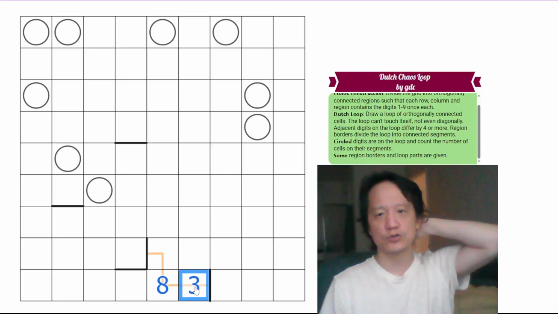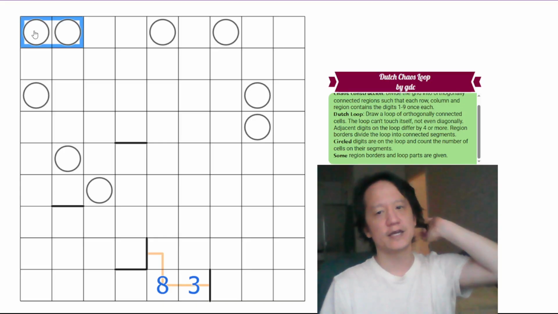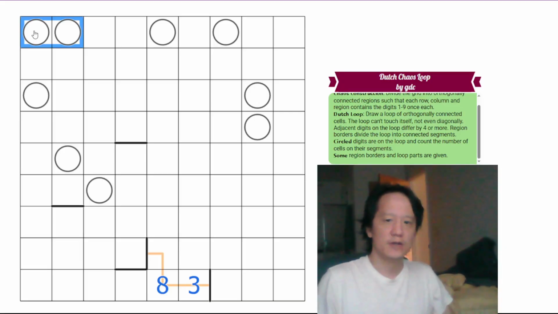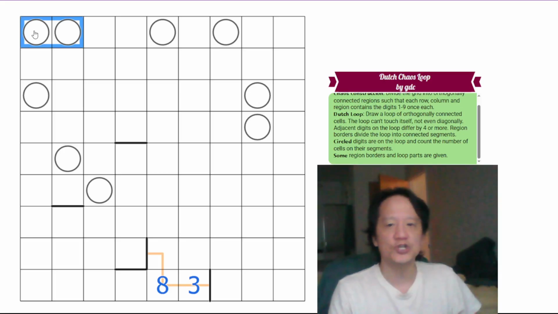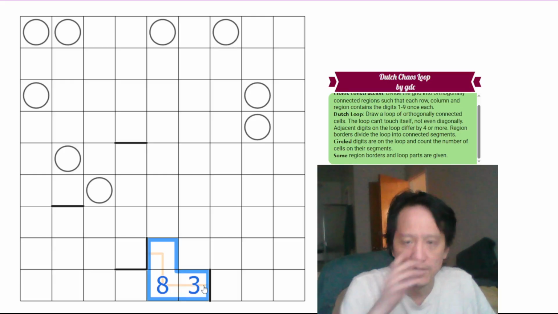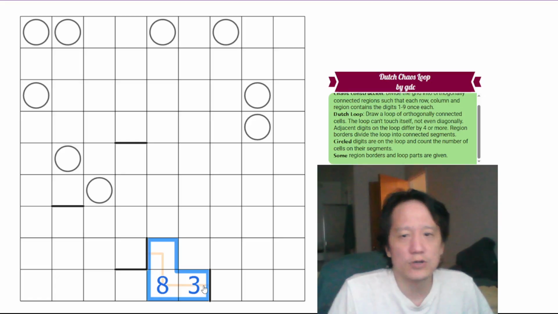So that's what circle digits do. And remember, circle digits are on the loop. And they count the number of cells on their segments. That's actually very important. And again, some region borders and loop parts are given. So this is a region border, this is a region border, so are these, and so is this. And this is a loop cell. So that's why we knew this was part of the loop. Anyways, those are all the rules. If you'd like to play along, there's going to be a link in the description. And now, I'm going to get started.